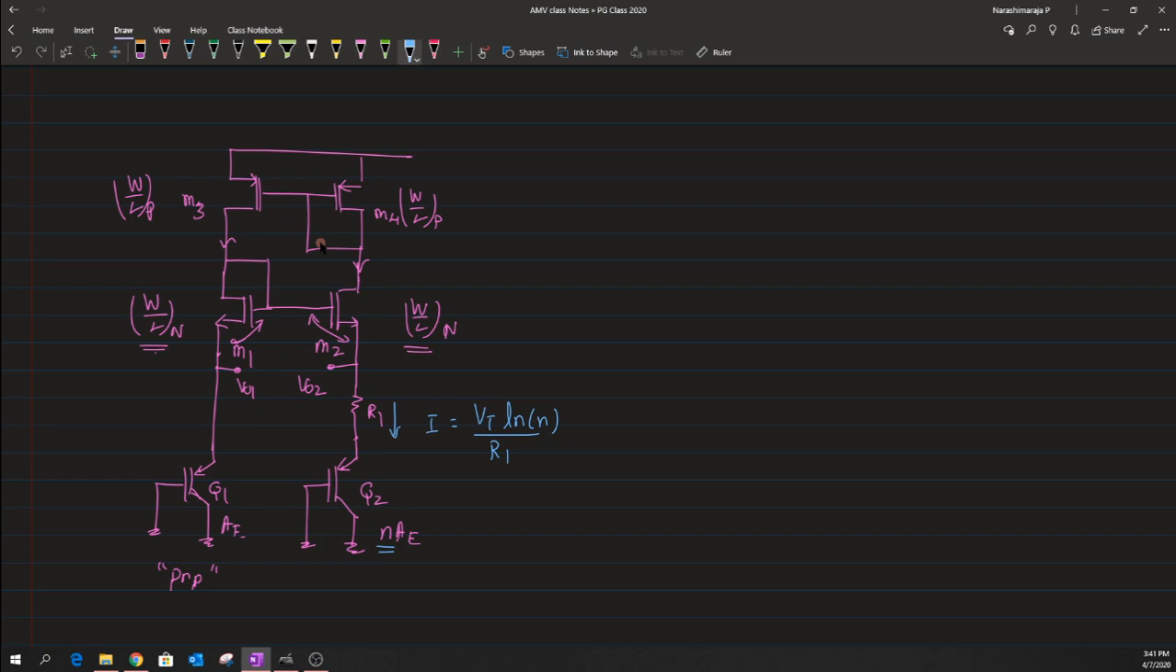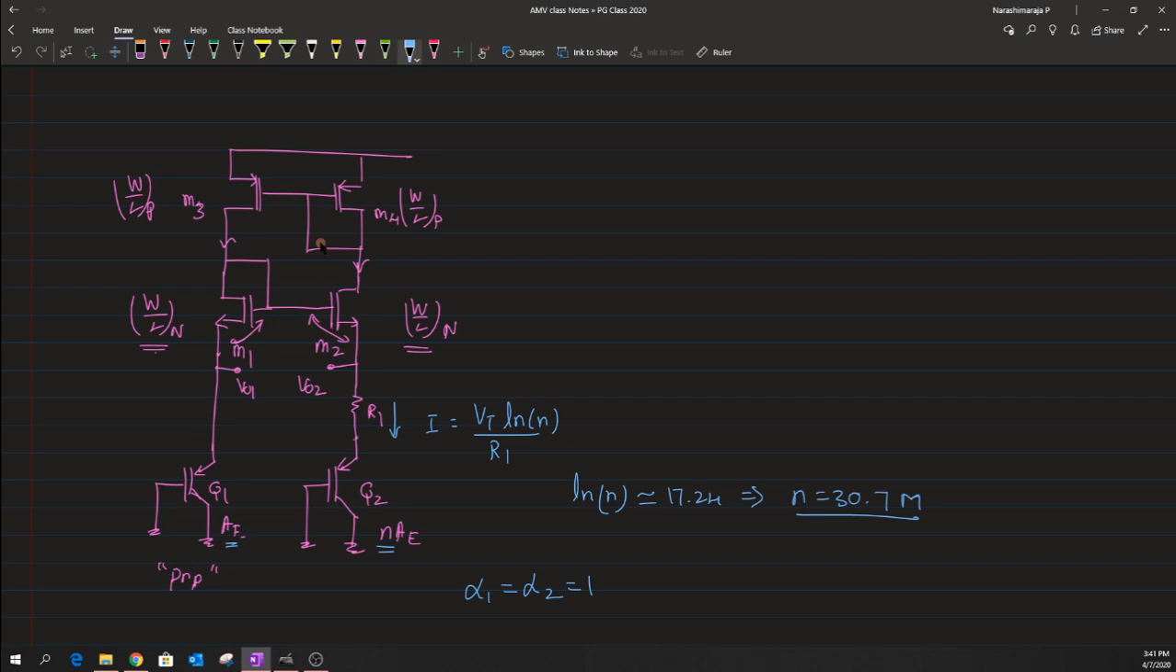But as I said before, we want this ln of n factor, and all of these discussions were under the assumption that alpha 1 and alpha 2 both are equal to 1. Under this assumption, we want this ln of n to be approximately equal to 17.24, and that indeed results in a value of n that is closer to 30.7 mega. So this is quite a large area compared to this Q1 transistor. We need a Q2 with a very large emitter area.